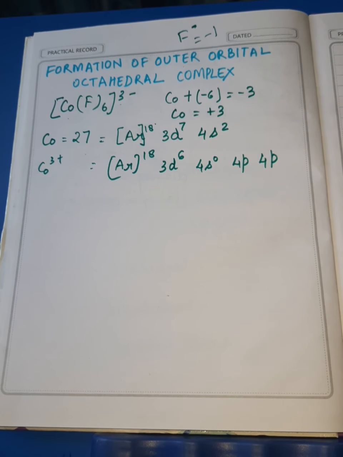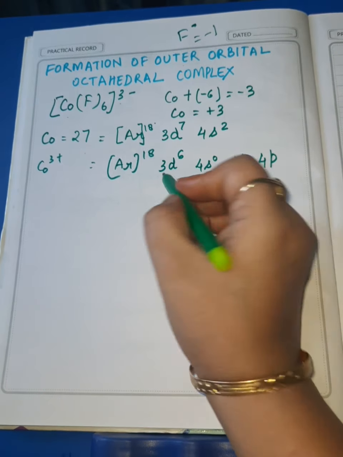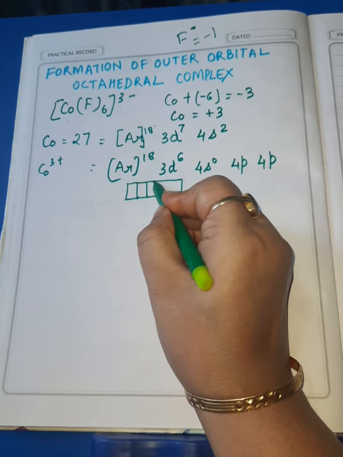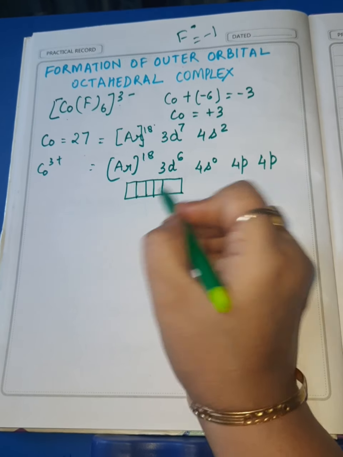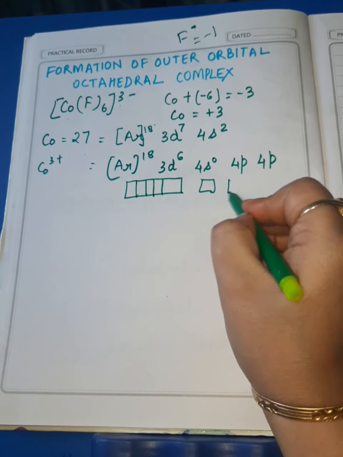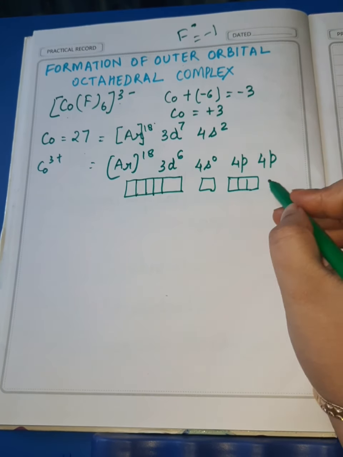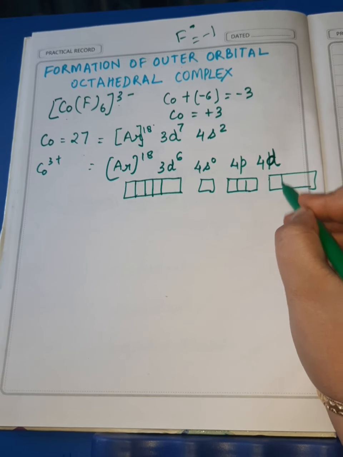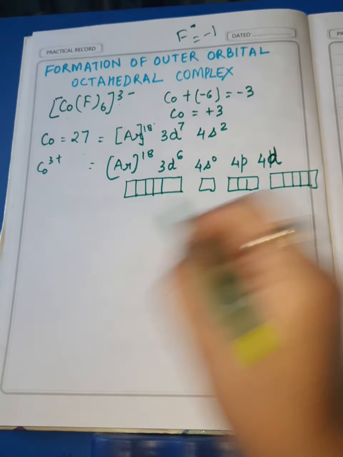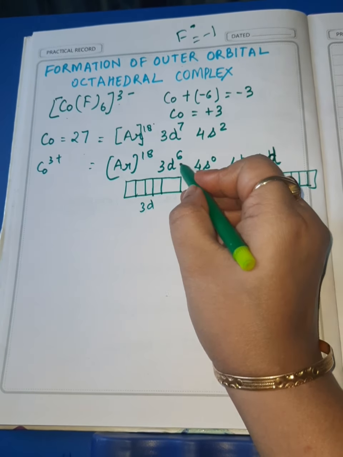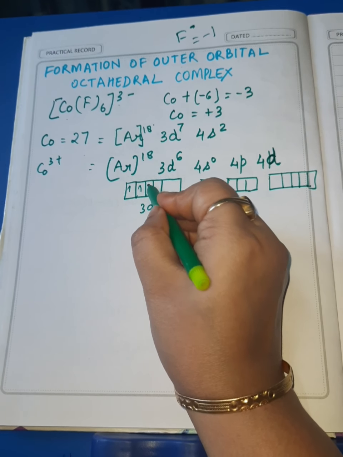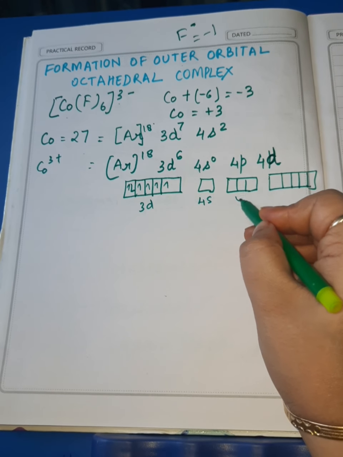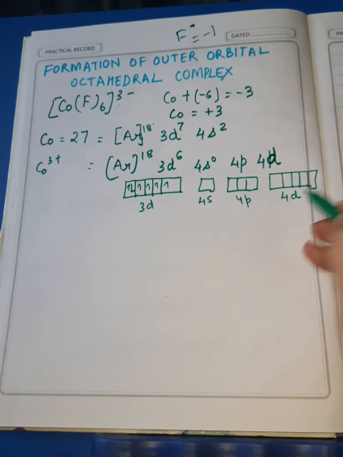Alright, now I will make the orbital representation of 3d here. So 1, 2, 3, 4, 5, 5 orbitals. Now 4s, then 4p, and then we have 4d. Now in 3d it has 6 electrons. So 1, 2, 3, 4, 5, 6. 4s empty, 4p empty, and 4d empty.